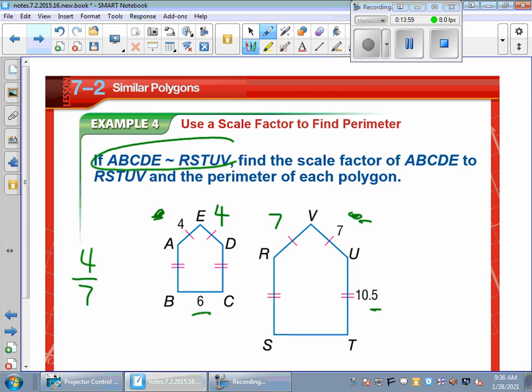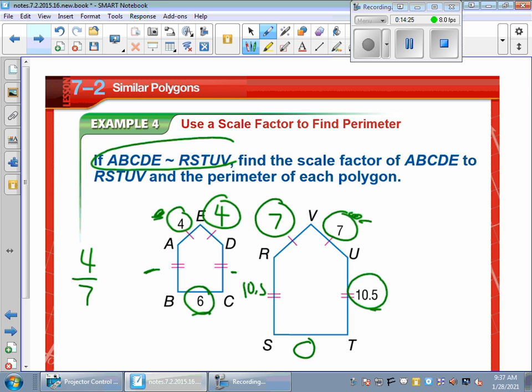So when you look at these two, which of these two can we find the perimeter of? We have to be able to find the perimeter, and then we try to match it up from there. So you're going to have to use the scale factor to get that. Right now we have a 4, and we have a 6. We don't have these two. We have a 7, we have a 7, and we have a 10.5. So we don't have this. We can get 10.5 here. So we have to use the scale factor to find one of our sides that are missing, and then we can go with the perimeter from there.